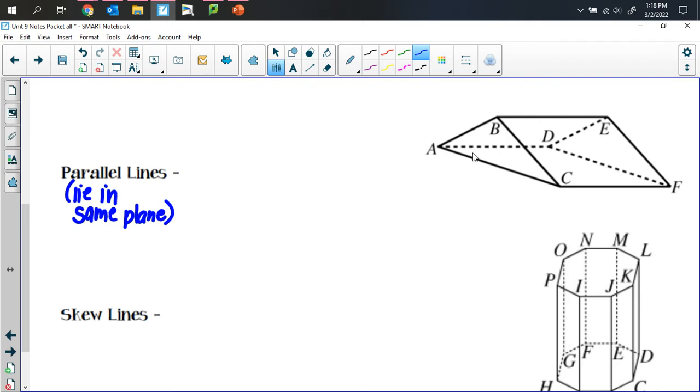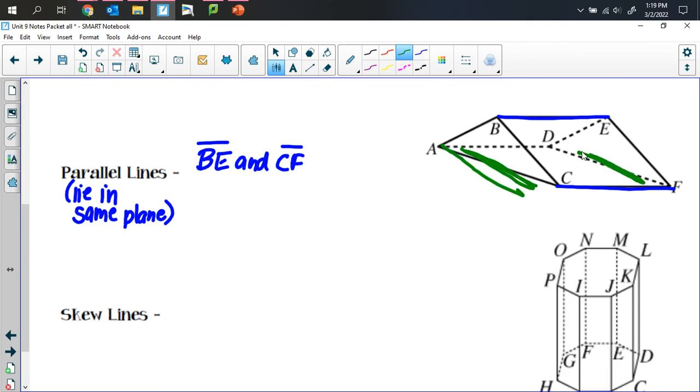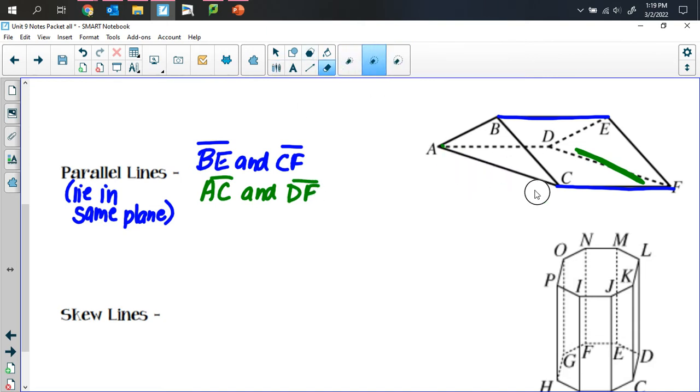For example, looking at this triangular prism right here on the right, BE and CF, we could put a piece of paper through them. BE and CF are also going to be parallel because they're the same distance apart. They'll never touch. In a similar manner, we could also say AC, which is up here, and DF, which is over here, would be another example of parallel lines. So that isn't an exhaustive list, but that gives you a couple examples of it.